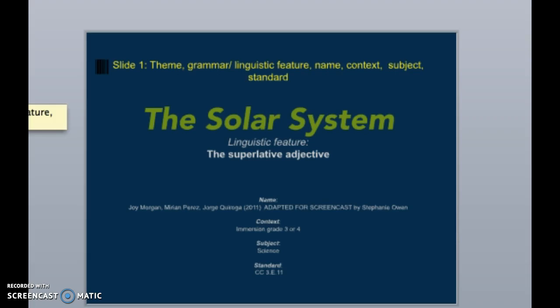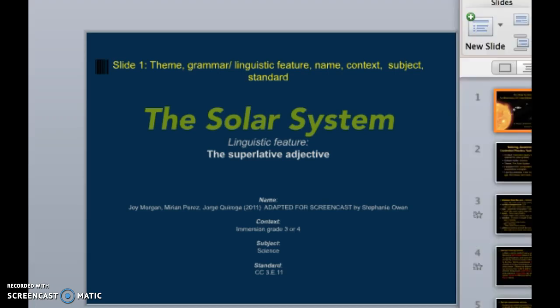Here's slide 1. The theme is the solar system, and the problematic linguistic feature is the superlative adjective. The original lesson was created by Joy Morgan, Midian Perez, and Jorge Quiroga, but I did adapt this for this assignment and for this screencast. The context is immersion, Spanish immersion originally, grade 3 or 4, although the presentation is in English. The subject is science, and one of the standards is Common Core 3.E11.